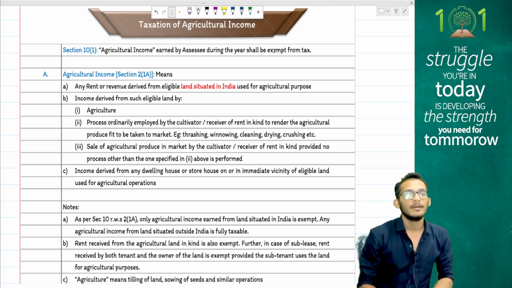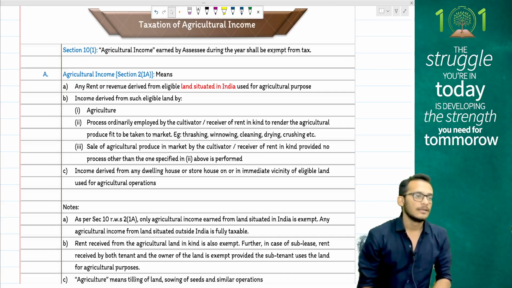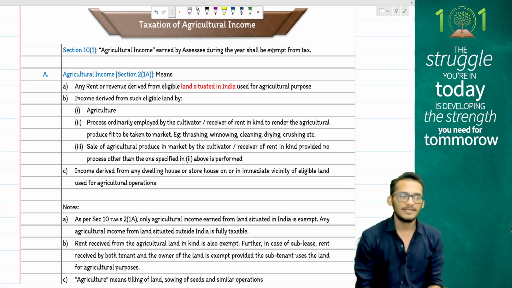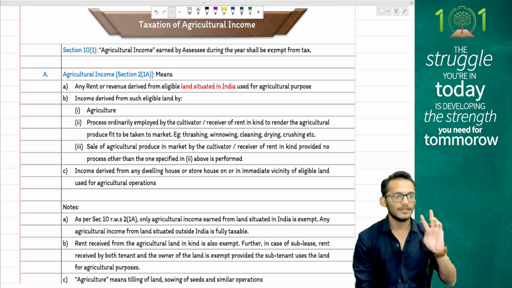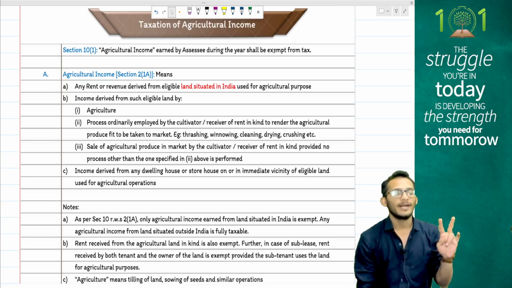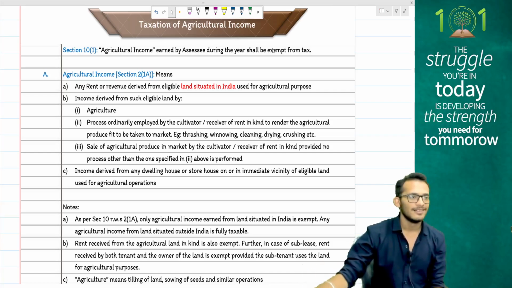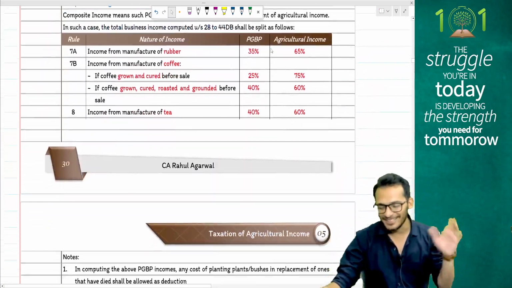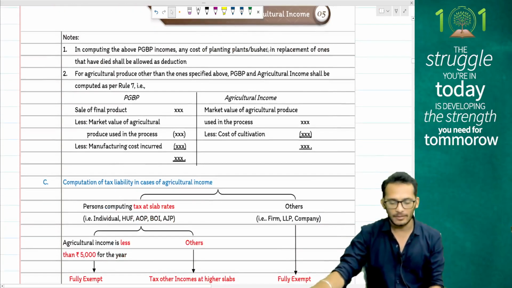But for 3 crops, this is not possible. Crop number one, rubber and latex, where 35% will be treated as PGBP income, 65% will be treated as agricultural income. If it comes to coffee, check for 2 words or 4 words. 2 words becomes 25, 75; 4 words become 40, 60. If it is tea business, again it is 40, 60. If you want to know, it's grow and cure, then it is grow, cure, roast and ground. That is what the rules are.